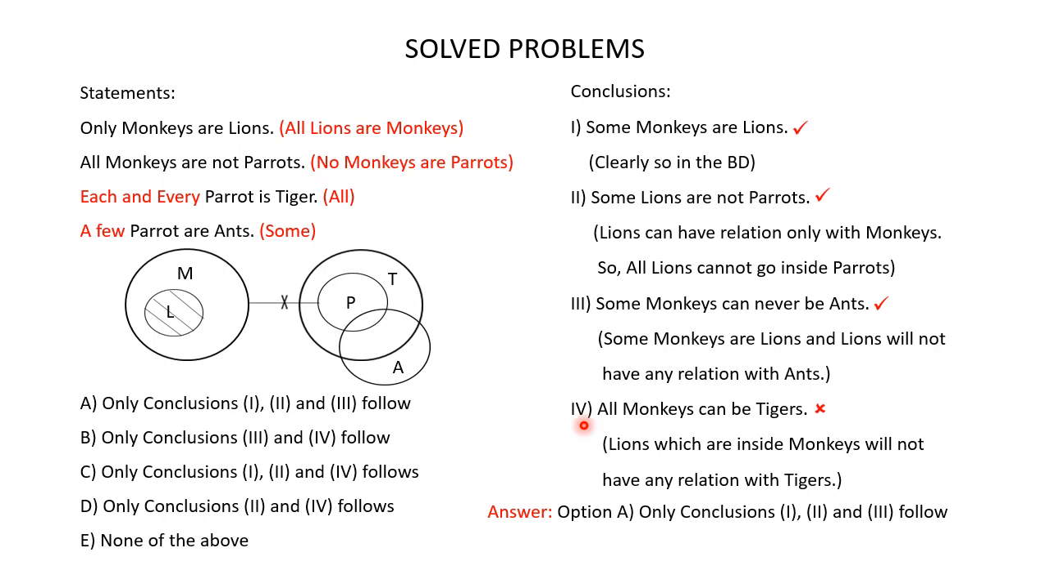Conclusion 4. All monkeys can be tigers. So you have monkeys here and tigers here. Clearly you can see that this portion of monkeys is lions, and lions will have a relation with only monkeys. Lions will not have any relation with tigers. So all lions cannot be tigers. Now, if all lions cannot be tigers, it obviously means that all monkeys also cannot be tigers. So, the conclusion all monkeys can be tigers is wrong. Conclusion 4 does not follow.